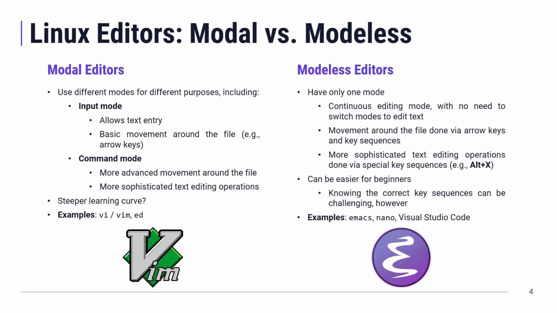So the first thing to understand about Linux editors are the concepts of modal versus modeless editors. Modal editors, as the name suggests, use different modes for certain operations. You'll have an input mode, which is the mode you would be familiar with in the editors you use every day, the mode that allows you to type in text. You can do basic movement around the file using your arrow keys. And then you might have other modes, like some sort of command mode, which allows more advanced navigation through the file. You can run operations on your text, like search and replace. So modal editors use more than one mode. You're not just in text editing mode at all times.